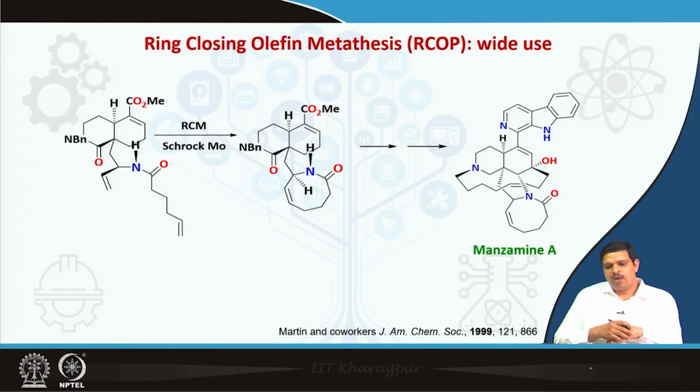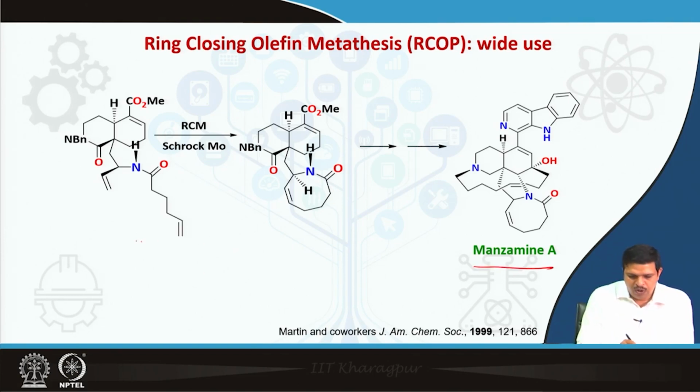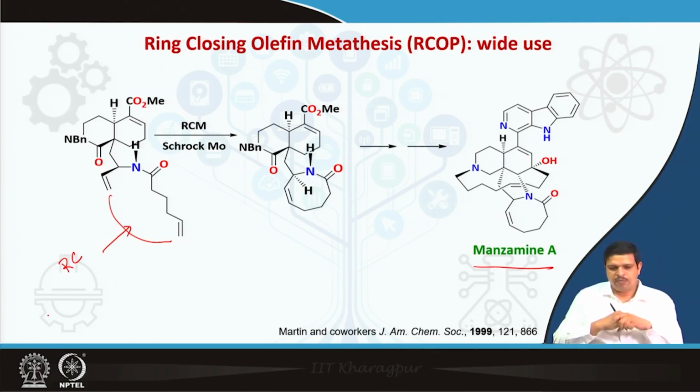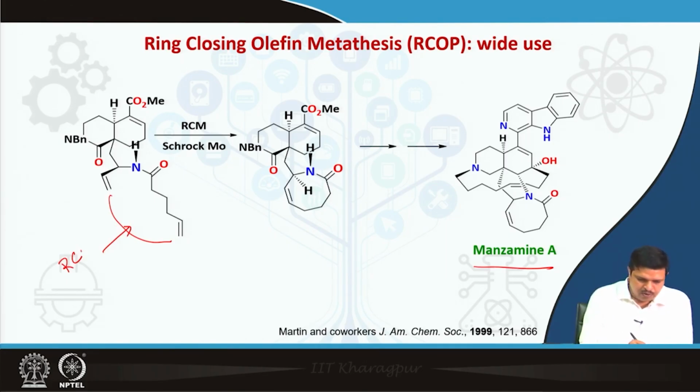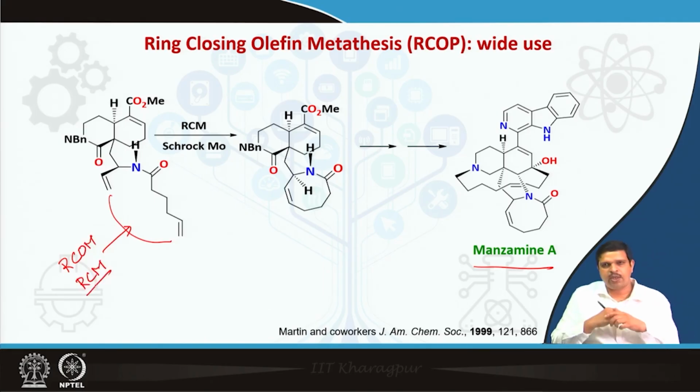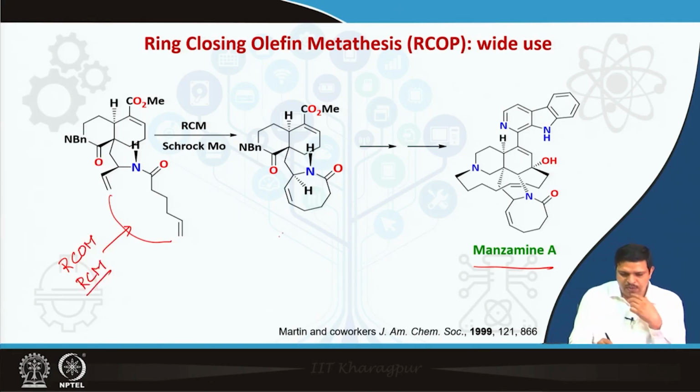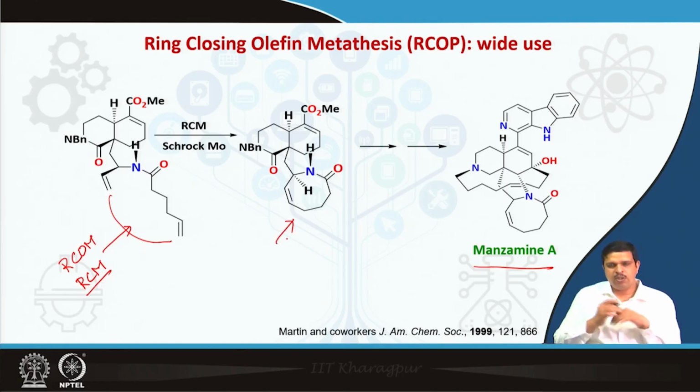Not only that, these ring closing metathesis reactions are very popular and widely used in multiple steps in the synthesis of natural products. One example is benzylamine A. Here you will see this step is actually the ring closing metathesis reaction, sometimes called RCM. This is just one example.